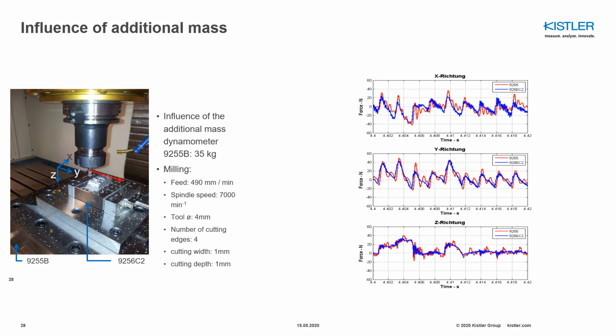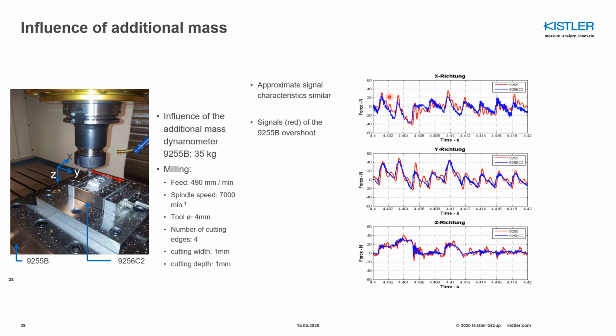this case. If you look to the force signal in X, Y, and zeta direction, you can see the red force signal coming from the 9255, so that is coming from the stationary dynamometer on the bottom, and the force signal 9256, the blue one, is coming from this dynamometer, so that is more close to the real chip formation, so to say. You can see that the approximate signal characteristics is quite similar, but you have some overshoots, as you can see here with the 9255.